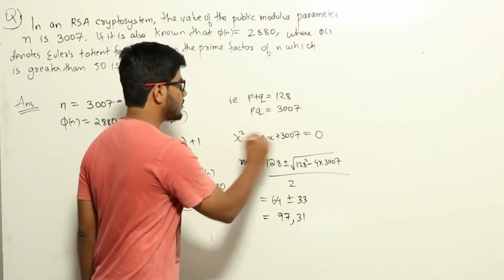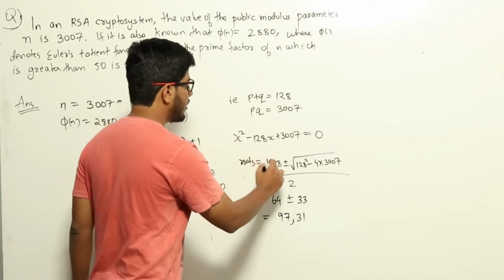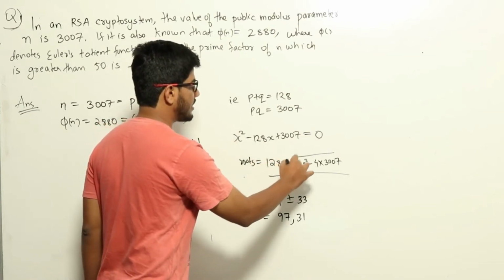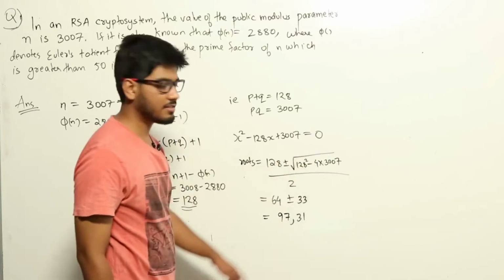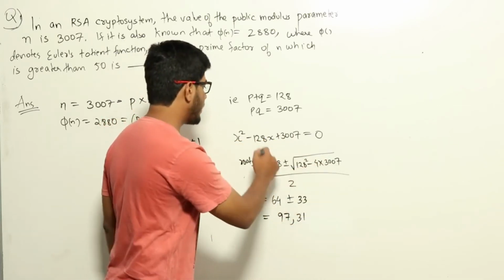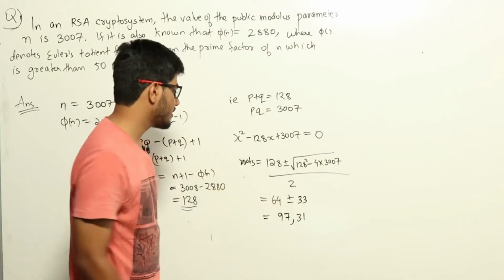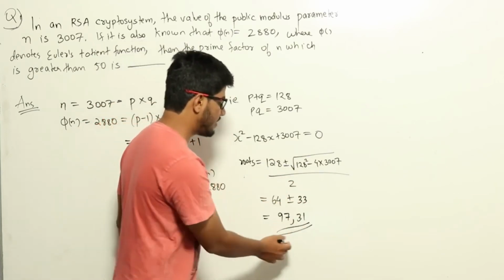So in this case the roots of the equation will be p and q. Now the roots of the equation we will get as minus b, that is 128, plus or minus root of b square minus 4ac, that is 128 square minus 4 into 3007, divided by 2a, that is 2. That will be equal to 64 plus or minus 33. So we will get two values, 97 and 31.